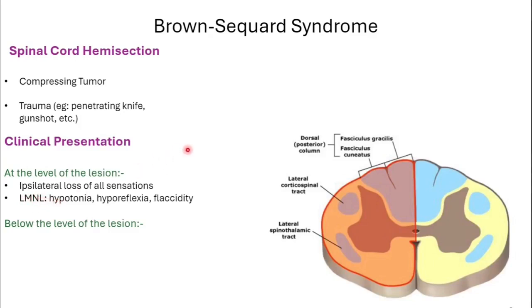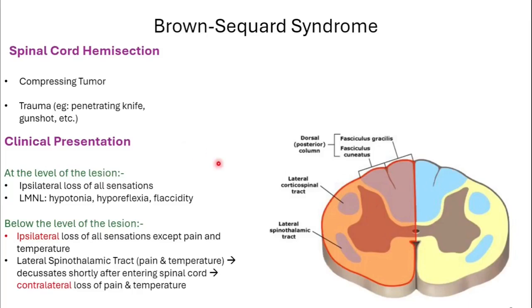On the other hand, Brown-Sequard syndrome below the level of the lesion will present with a loss of all sensations on the ipsilateral side, or on the same side of the lesion, with the exception of pain and temperature. Because as we can remember from previous lectures, the spinothalamic tract, which is responsible for pain and temperature, decussates or crosses to the opposite side shortly after entering the spinal cord.